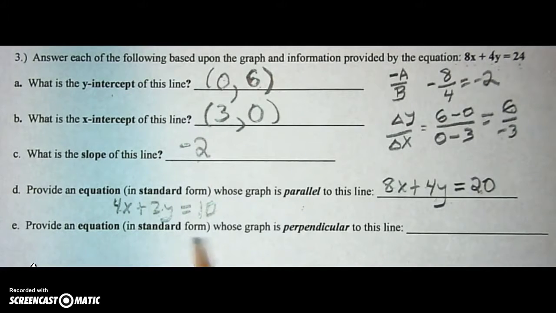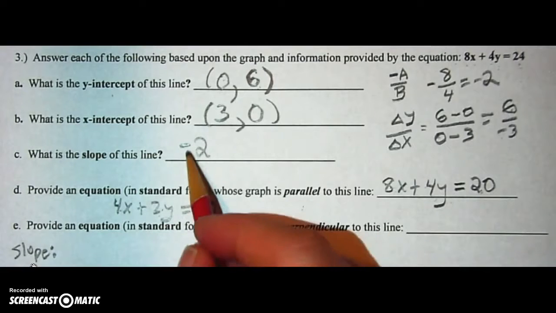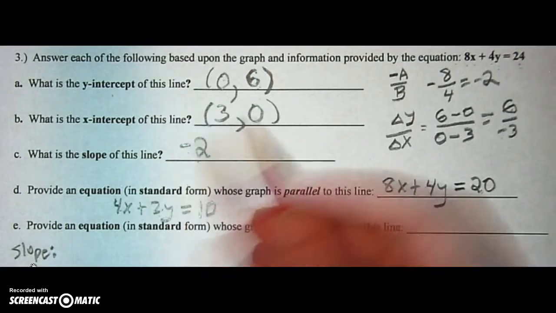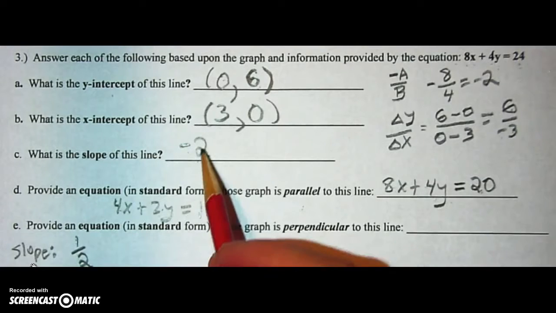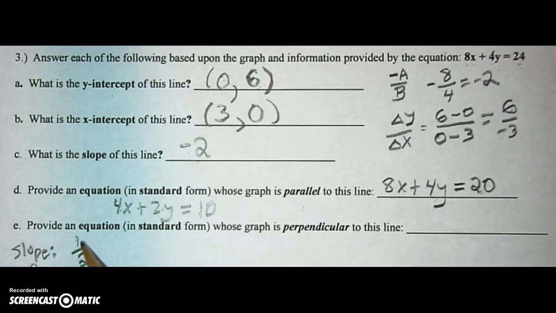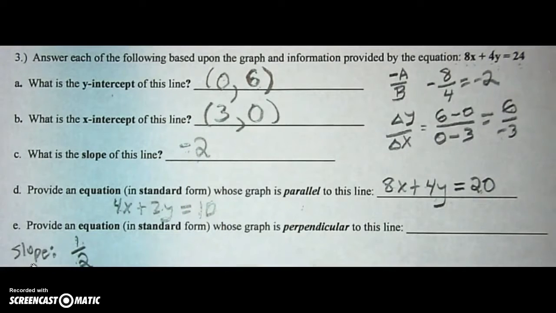Provide an equation in standard form whose graph is perpendicular. Now we know in perpendicular the slope has to be the negative reciprocal. So our slope before was negative 2, so we have to make it positive, and we have to use the reciprocal, which means we're going to flip it, right? So we get a half. 2, when you flip that, becomes a half. Positive, negative becomes positive. Negative reciprocal.